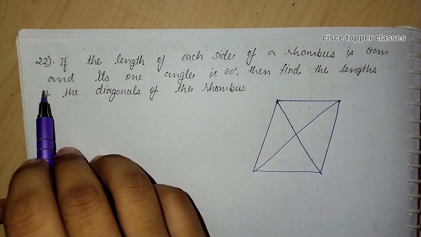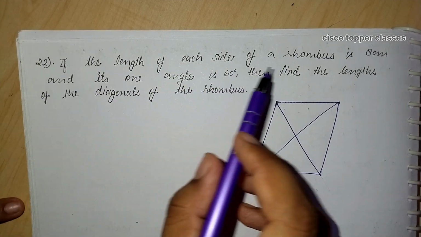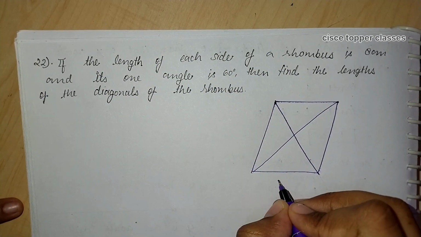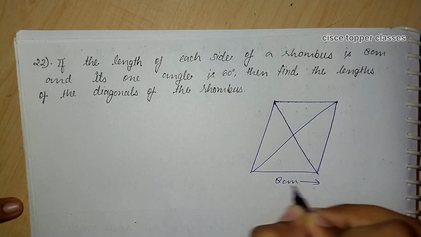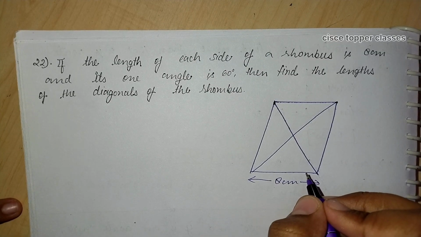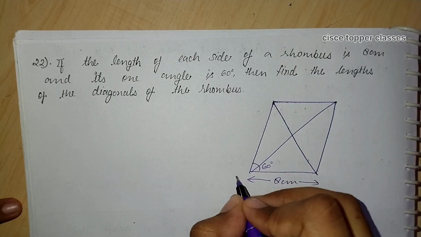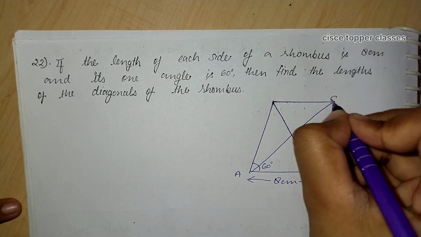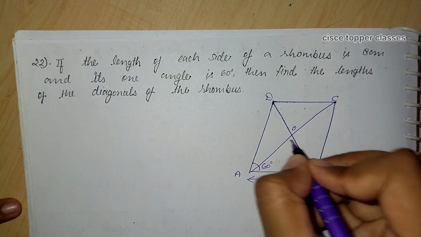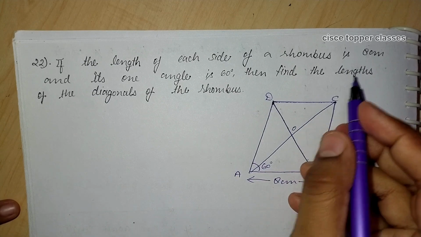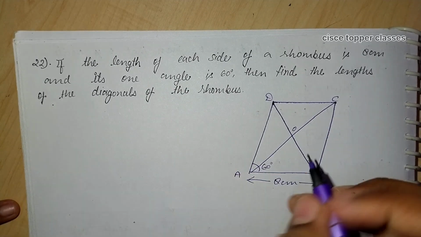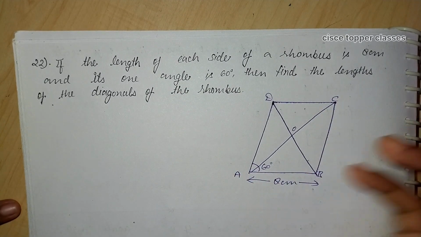Let us solve question number 22. If the length of each side of a rhombus is 8 centimeters, let all sides of the rhombus be 8 centimeters, and one angle is 60 degrees. Here this is the rhombus ABCD. Let the midpoint of the diagonals be O. Then find the length of the diagonals of the rhombus. So here we can find AC and BD.